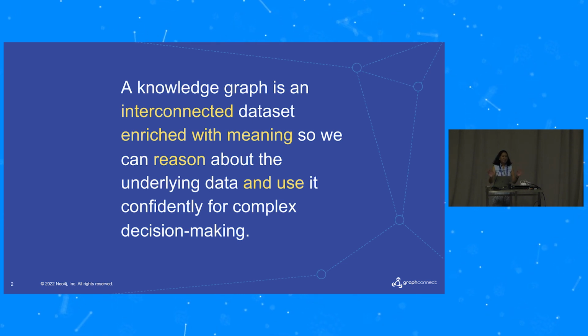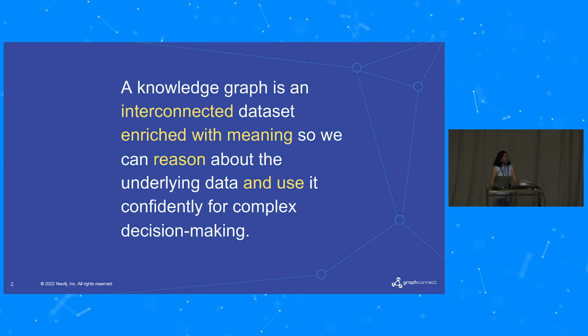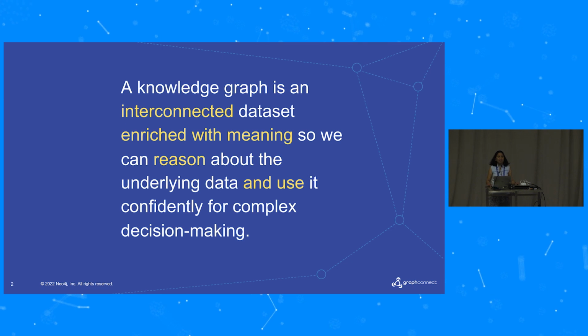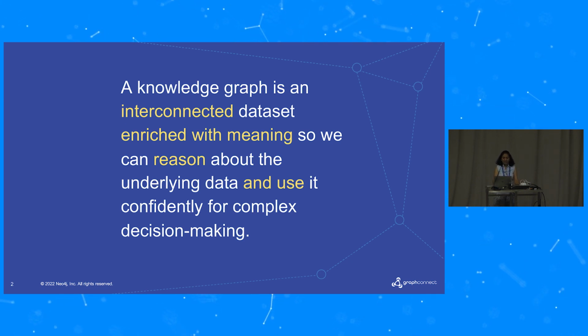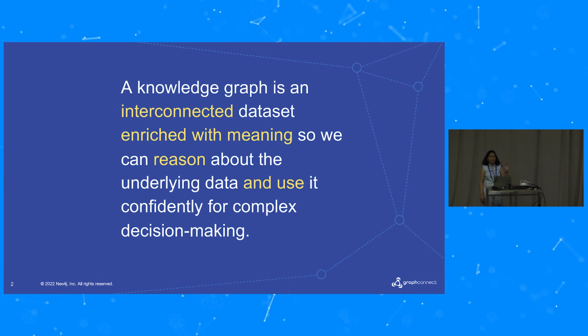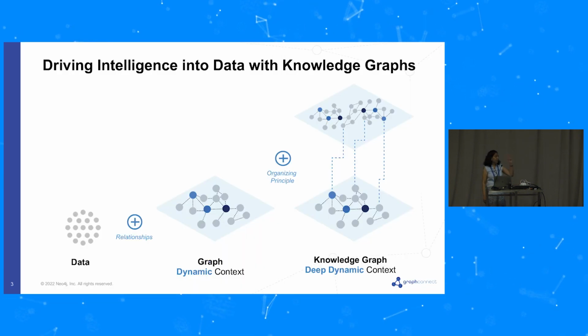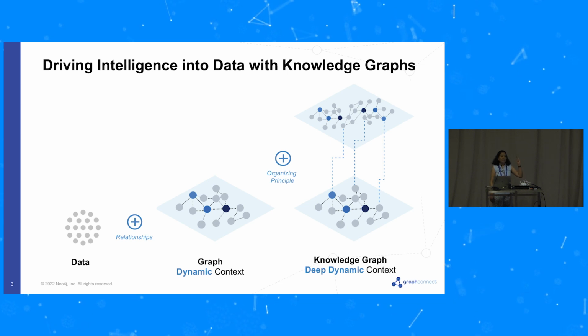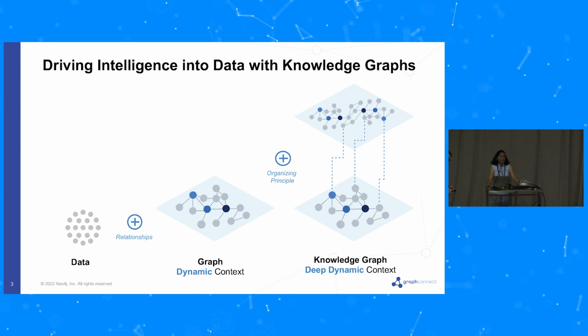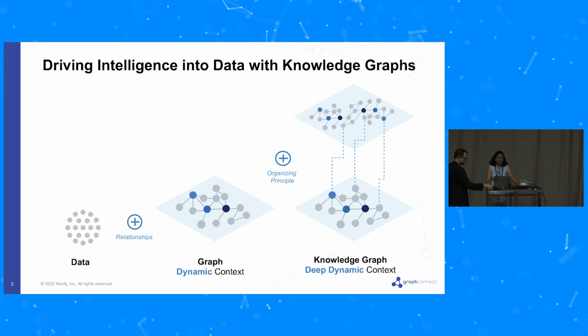Okay. I know there's a lot to this definition, and you're probably wondering, what is she talking about? So let's unpack each of the elements that go towards the creation of a knowledge graph. Every Neo4j knowledge graph has 3 elements. We have data, we have graph, and we have an organizing principle. And I'm going to talk about each of these elements in greater detail.